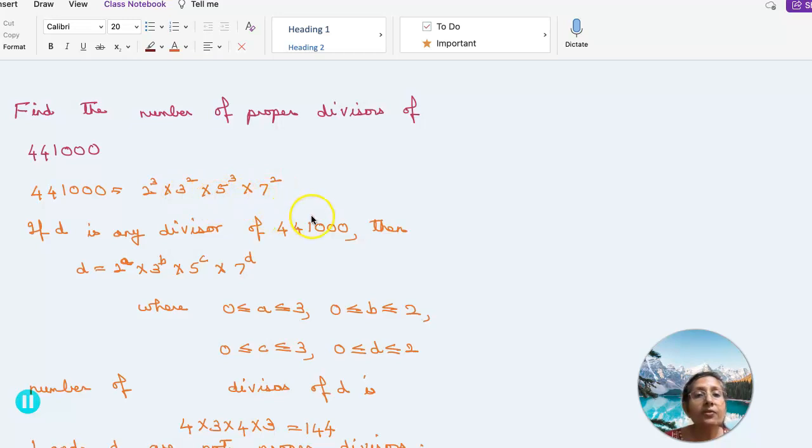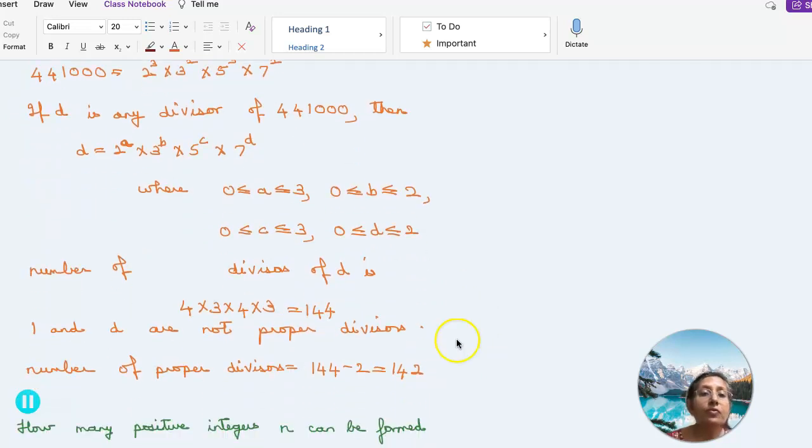Now if D is any divisor of 441,000, then you can write D as 2 raised to A into 3 raised to B into 5 raised to C into 7 raised to D, where A lies between 0 and 3, B lies between 0 and 2, C lies between 0 and 3, and D lies between 0 and 2. So the number of divisors will be 4 into 3 into 4 into 3, because you can have 4 choices here, 3 here, 4 here and 3 here, which is 144.